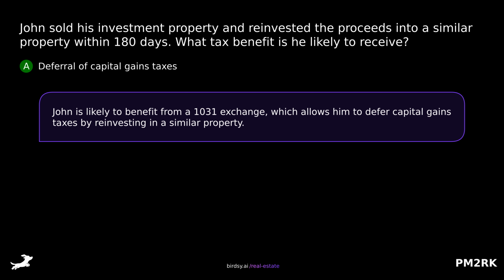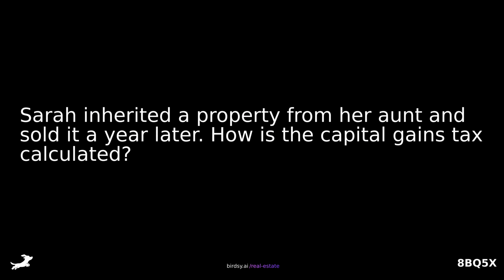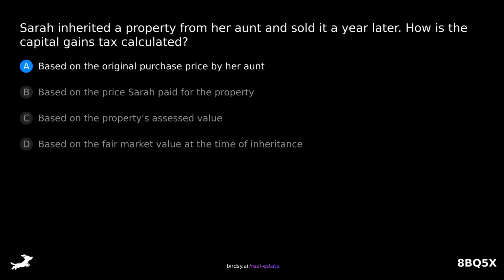Sarah inherited a property from her aunt and sold it a year later. How is the capital gains tax calculated? Is it A, based on the original purchase price by her aunt, B, based on the price Sarah paid for the property, C, based on the property's assessed value, or D, based on the fair market value at the time of inheritance?